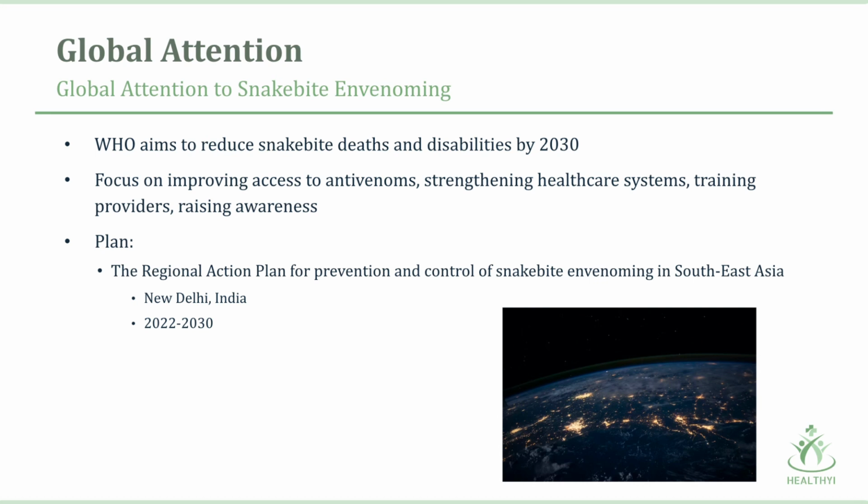In line with their efforts, the Regional Action Plan for Prevention and Control of Snakebite Envenoming in Southeast Asia for the years 2022 to 2030 was published in December. The plan was launched in New Delhi, India. This Regional Action Plan builds on the 2019 Global Strategy and aims to accelerate efforts in the Southeast Asia region to halve the numbers of deaths and disabilities caused by snakebites by 2030. By focusing on improving access to antivenoms, strengthening healthcare systems, training providers, and raising awareness, WHO and its partners are working towards reducing the burden of snakebite envenoming and improving outcomes for affected individuals.